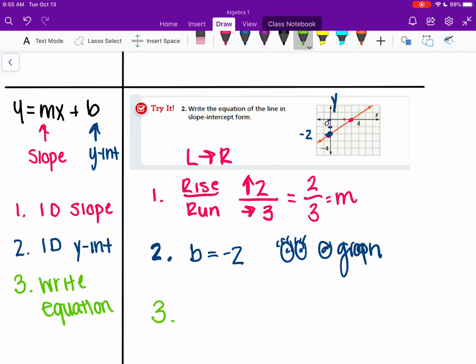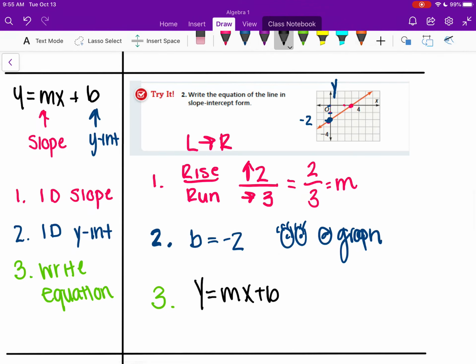We have our format is y equals mx plus b. We now know the m and we know the b. So I can write that as y equals, my m is 2/3 x plus, and that b is -2. So I actually don't need that plus because that's just -2. And now I did it, where 2/3 is my m and -2 is my b.